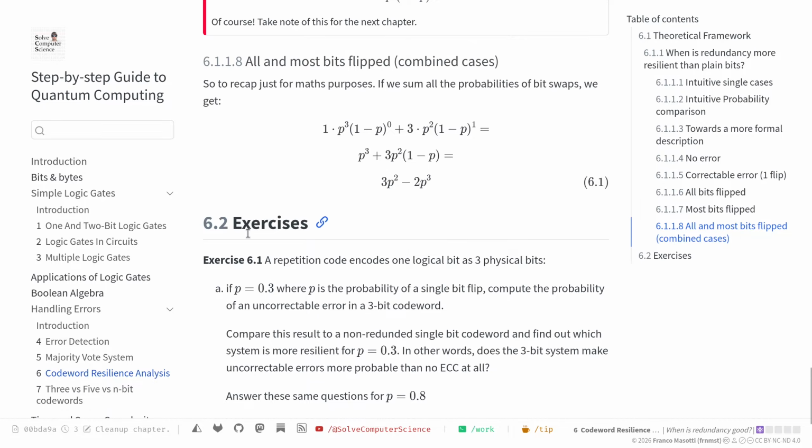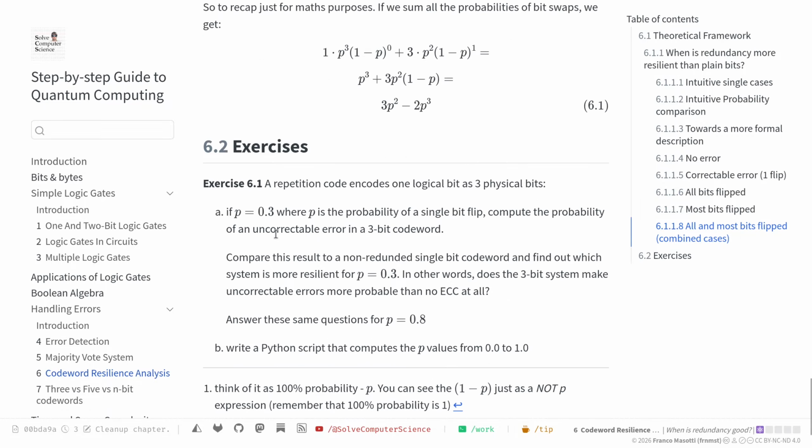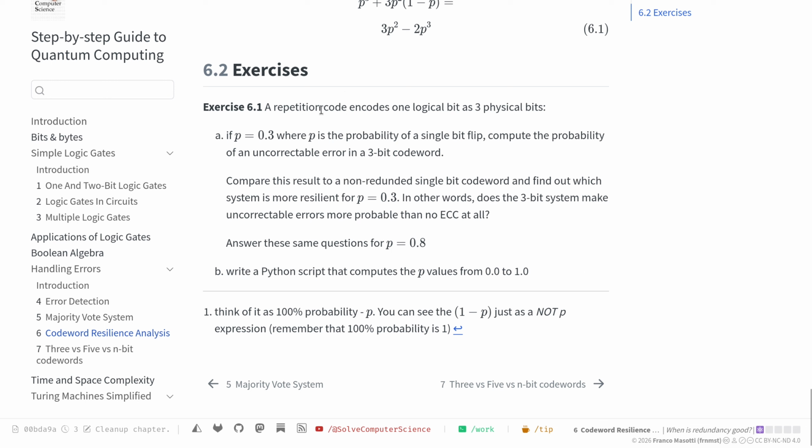This is going to be interesting because we have some code to write as well. So we still have the 3-bit repetition code. If p equals 0.3, where p of course is the probability of a single bit flip, compute the probability of an uncorrectable error in a 3-bit code word. Now you need to compare this result to the non-redundant single bit code word and find out which system is more resilient for p equals 0.3. In other words, does a 3-bit system make uncorrectable errors more probable than no ECC at all? And you can answer these same questions for p equals 0.8.